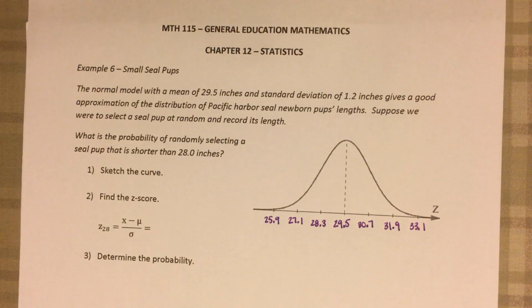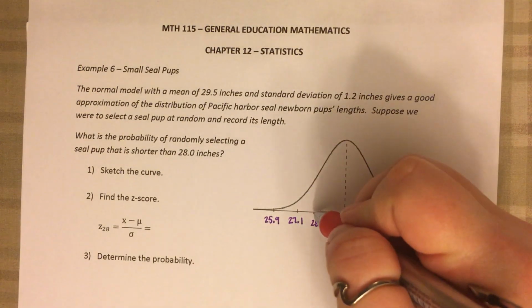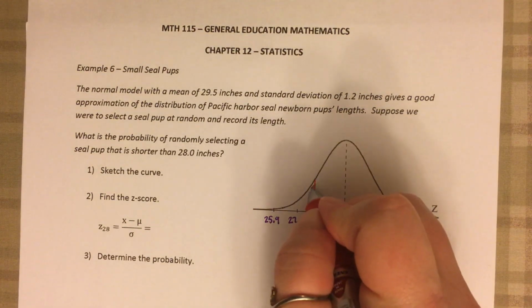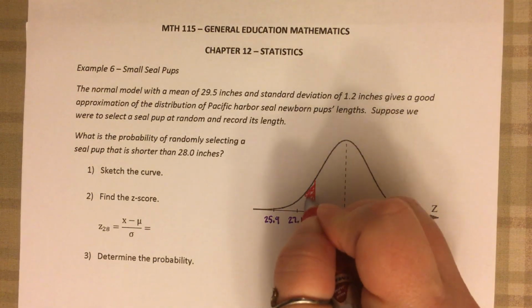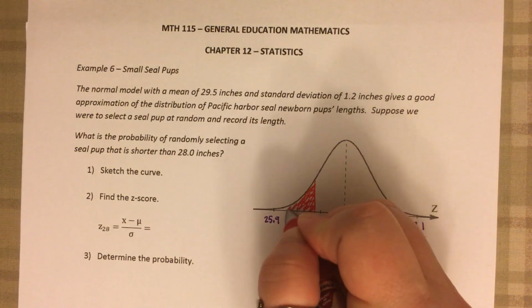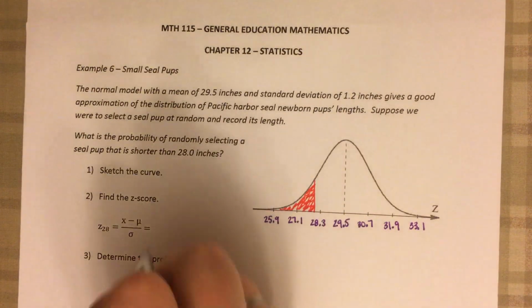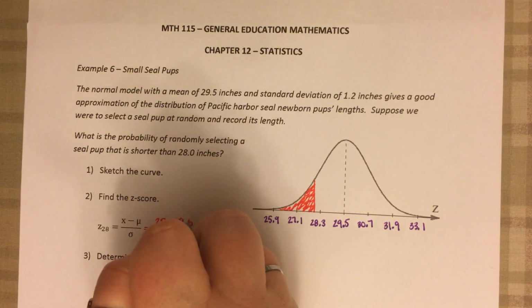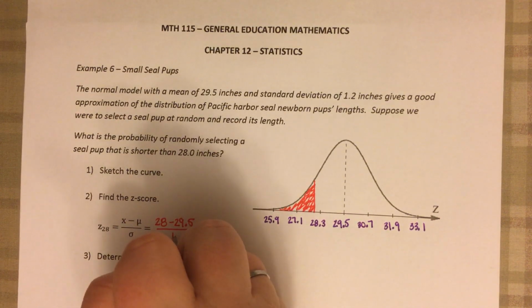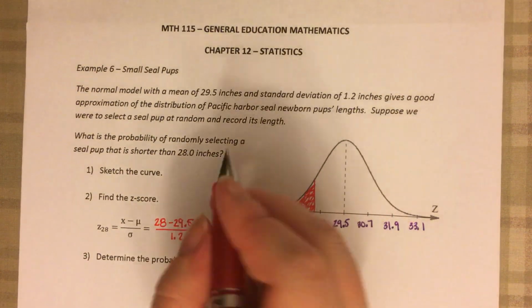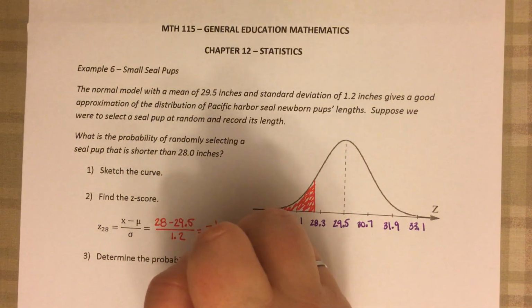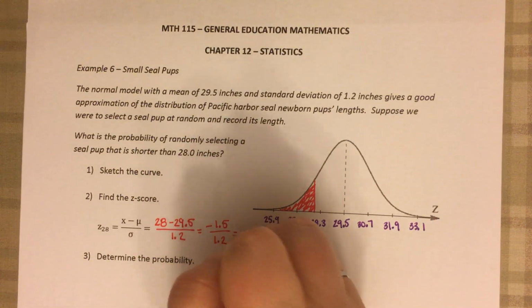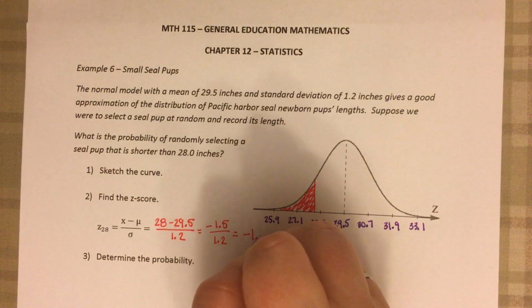This particular example says less than 28 inches. So 28 would be somewhere right around there. Less than means we're going to shade our area to the left. So to find our z-score, we're going to take 28 minus 29.5 divided by our standard deviation, which is 1.2. This is going to give us negative 1.5 over 1.2, which is negative 1.25.